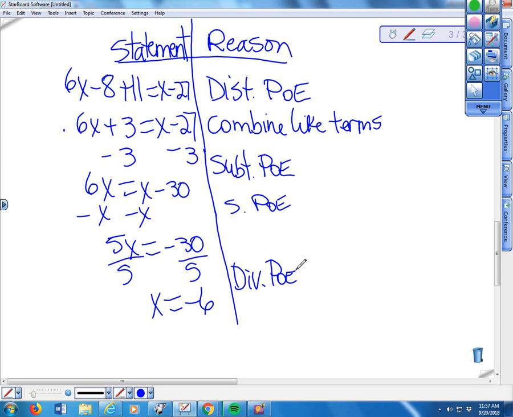Just a lot of writing. Didn't take you nearly that long to solve that problem in Algebra 1. But in geometry, to prove it, we have to state every reason. Okay?